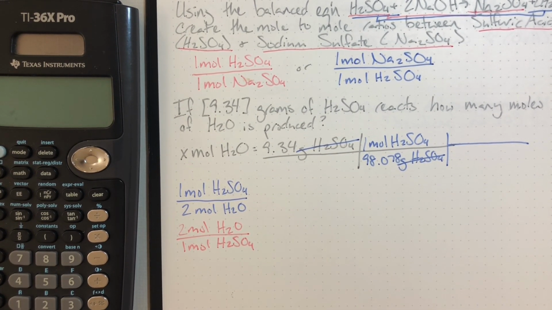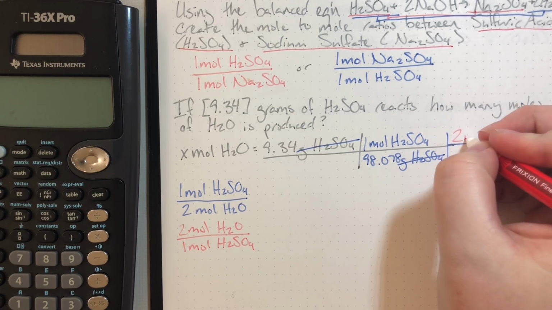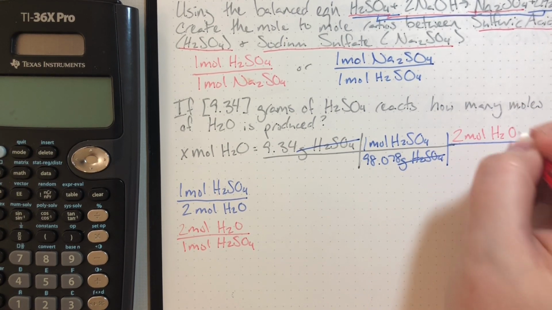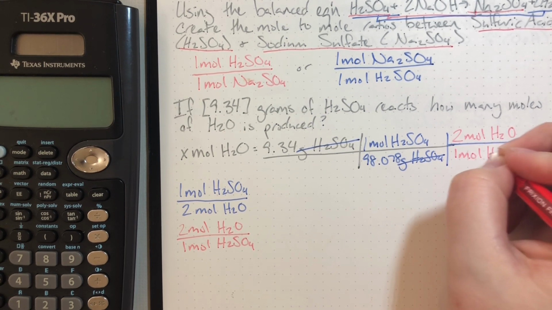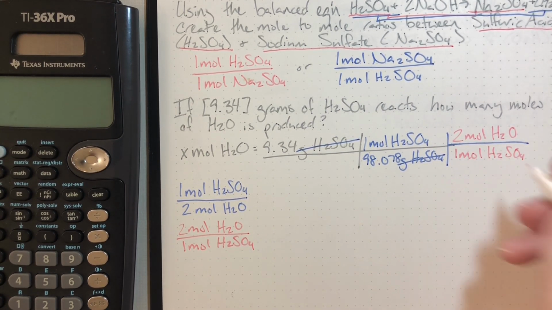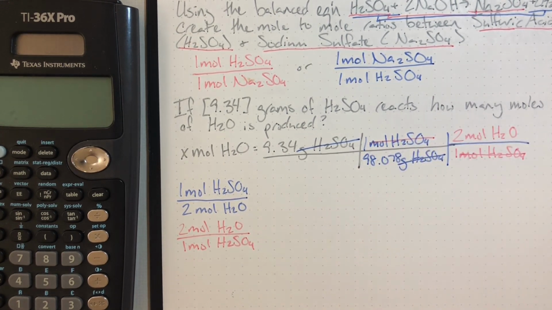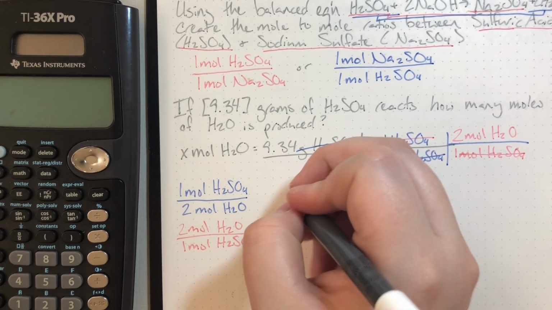Now that I have both versions of that conversion factor, I can go ahead and choose the one that will allow me to cancel out moles of sulfuric acid. Moles of sulfuric acid are currently in the numerator, which means I need to choose the version that has sulfuric acid in the denominator. That will be that red version. Moles of sulfuric acid will cancel, and that will leave me with moles of water as the only unit left in my math, which is going to be the unit that I said that I wanted, so I can go ahead and plug everything in.